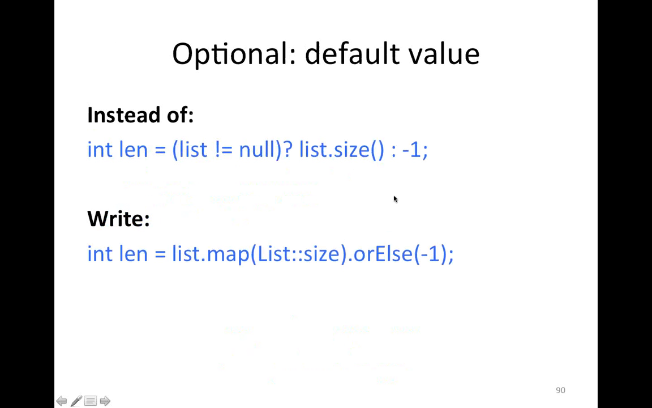Here's another use case, the default values. Instead of writing code as follows, if the list is not equal to null, then we return its size, otherwise we return -1. We can write it as follows using an Optional object. First, extract the size. If we couldn't do that, then we can provide a default value using the orElse method.